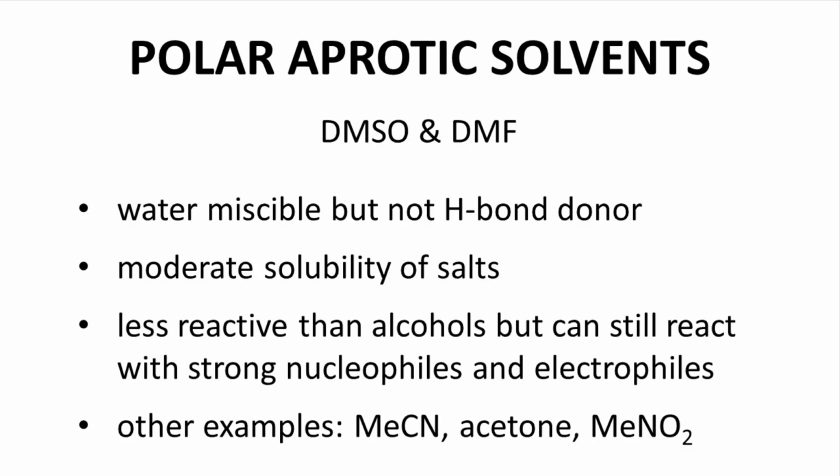In contrast to the polar protic solvents are the polar aprotic solvents. DMSO, dimethyl sulfoxide, and DMF, dimethyl formamide, are 2 examples. These are polar and therefore water miscible like alcohols. Their polarity can provide some solubility for salts. Because they lack an OH group, they are less chemically reactive, but they are far from inert. There are many polar aprotic solvents. Other examples include acetonitrile, acetone, and nitromethane. These are less common as reaction solvents, but you do see all of these from time to time.